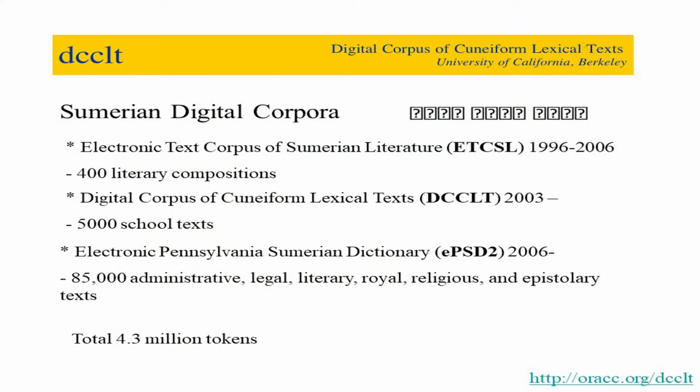Sumerian digital corpora started relatively early, at least early to humanist standards. So the first important digital corpora that we have started in 1996, that is more than 20 years ago by now. They were active until 2006. This is the electronic text corpus of Sumerian literature at home in Oxford, and they cover about 400 literary compositions in Sumerian.